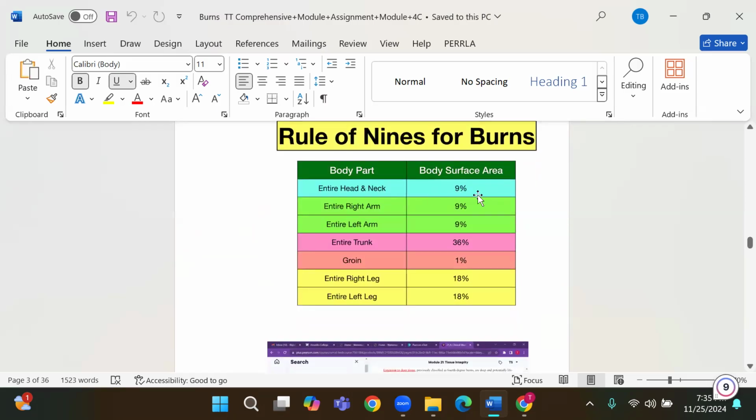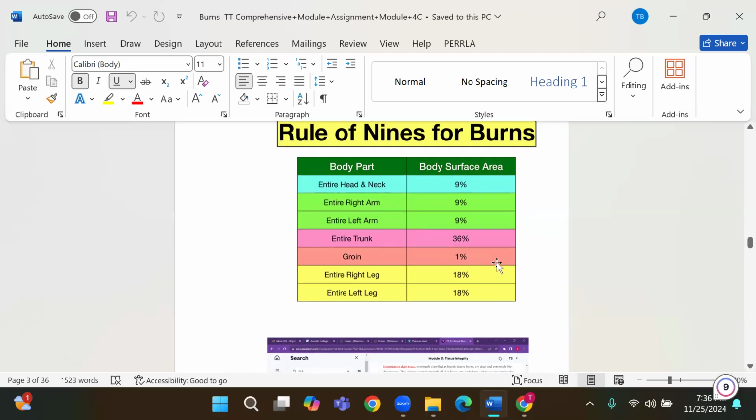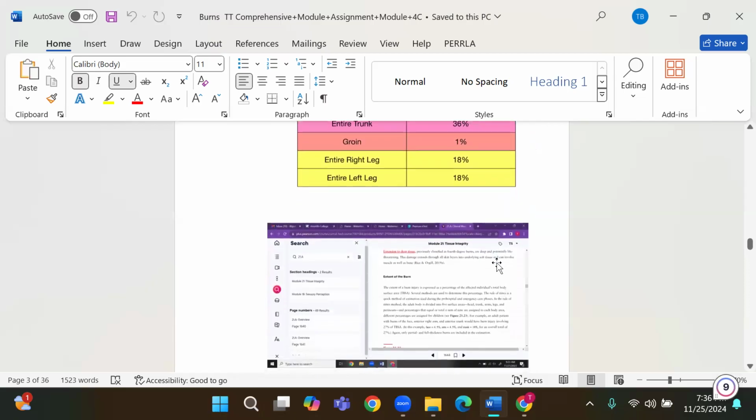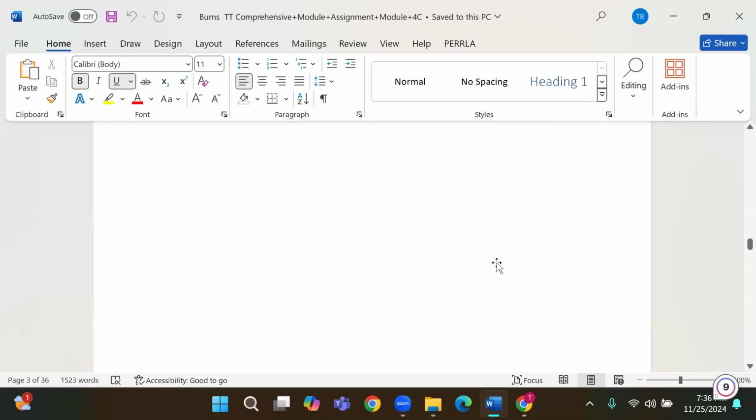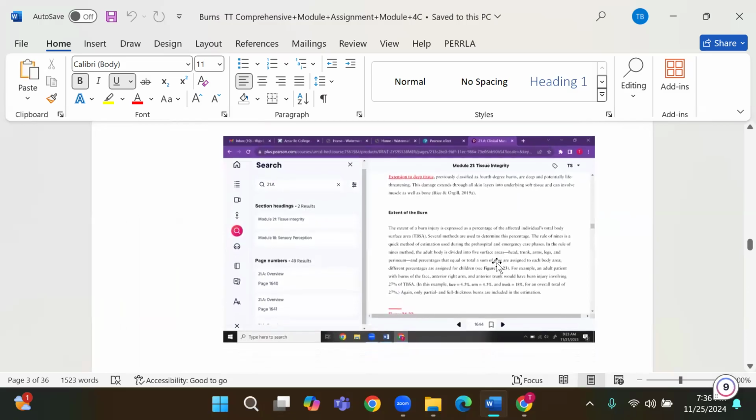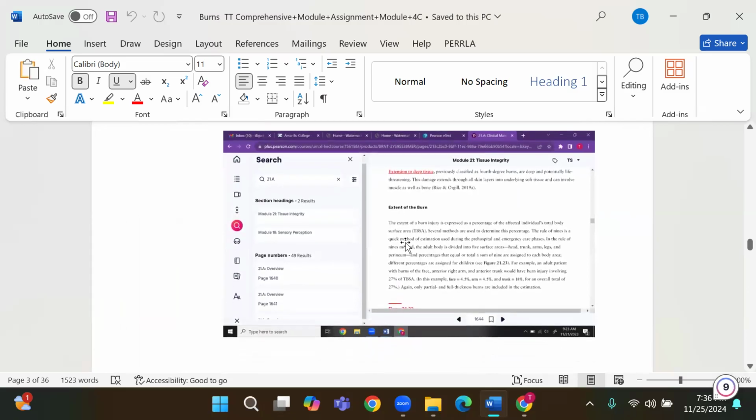Look, entire head and neck. If you had the whole head and neck area, that's 9. If you had just the front of the head, that's 4.5. So we have to look like the entire trunk, all the way, that's including front and back and groin. So we got to really pay attention to the way they're asking this question. And it just says the rule of nines is a quick method of estimation used during the pre-hospital and emergency care phases.